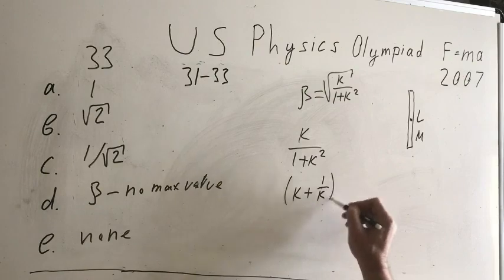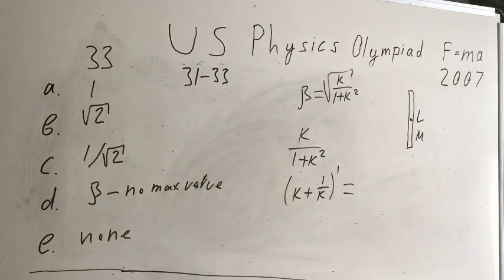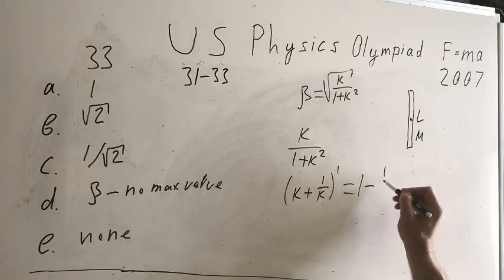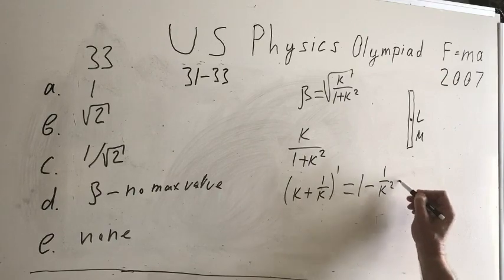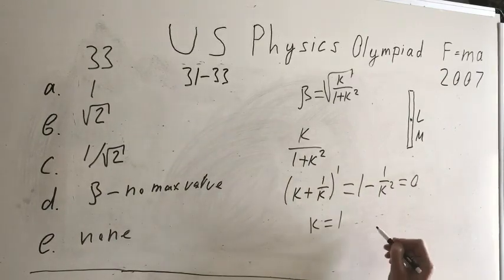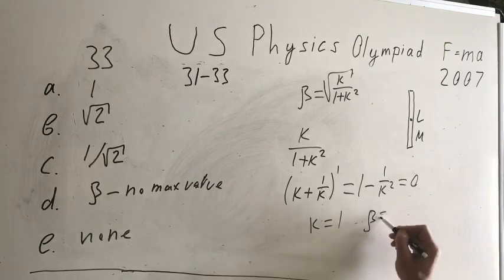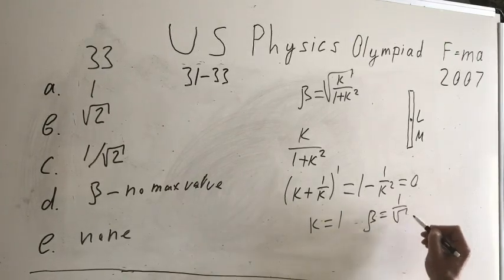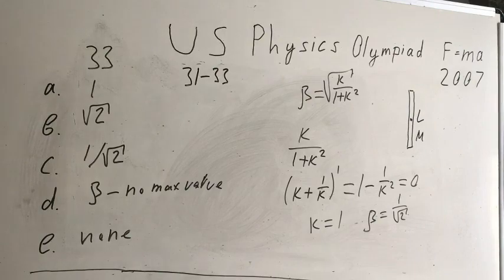We need to take the first derivative for that, that's 1 minus 1 over k square, and equalize it to 0, which gives k equal 1 and beta equal 1 over root 2, which is C. Correct answer.